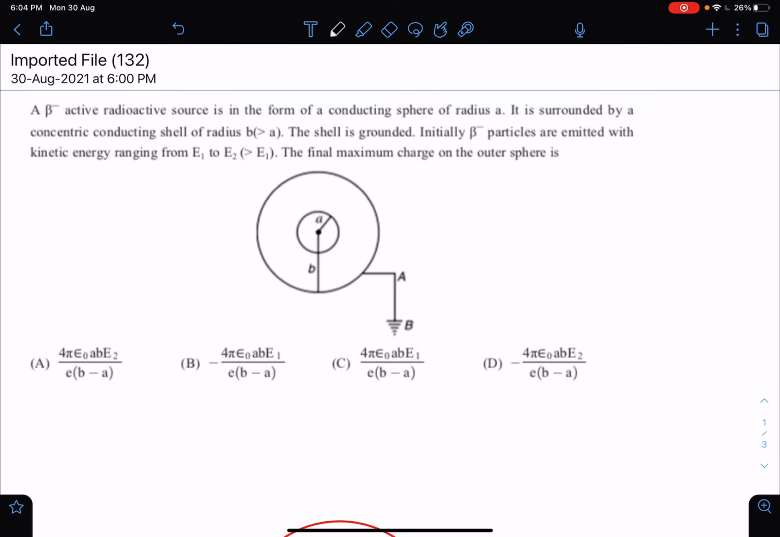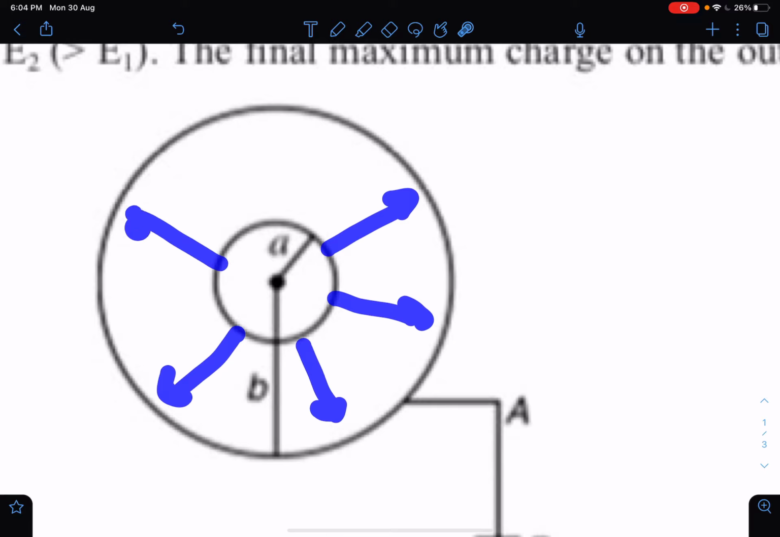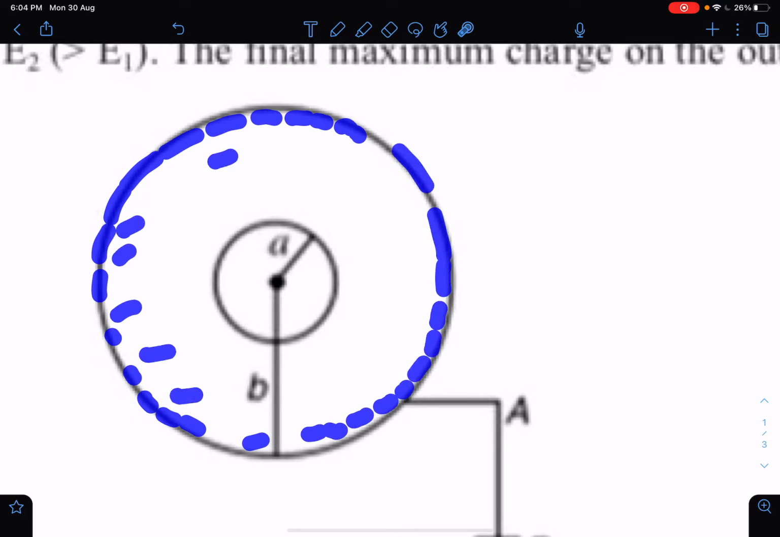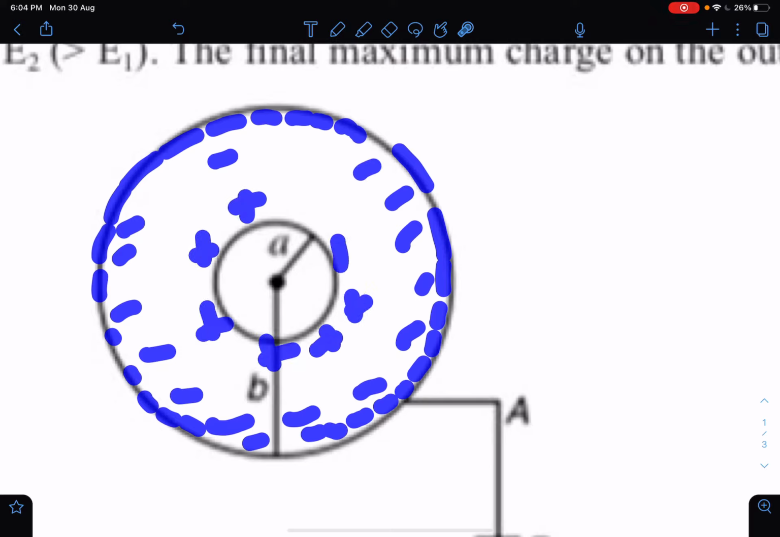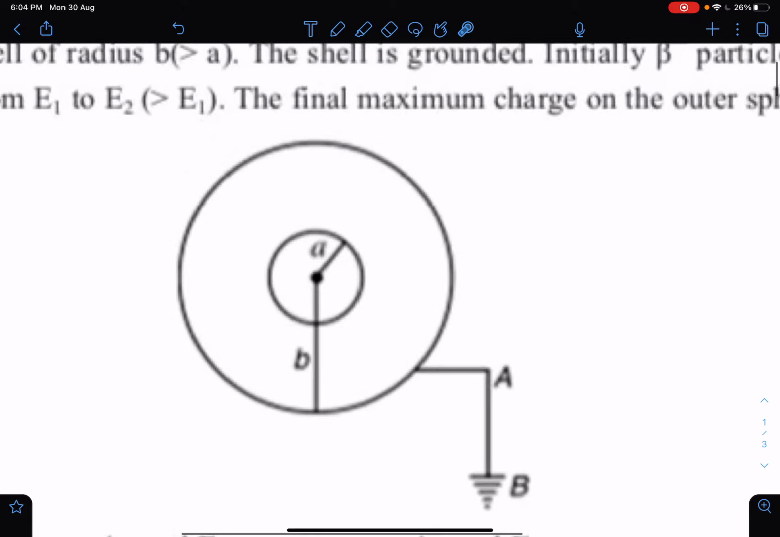Okay, this is a question in which the sphere of radius A is a source of beta particles. So what it will do is it will emit those beta particles, which means electrons it will emit, and these electrons which are emitted by this sphere, they will go into the outer sphere. So these electrons will get collected. So all this will become negatively charged, and because of emitting beta particles and losing the electrons, the inner solid sphere will become positively charged.